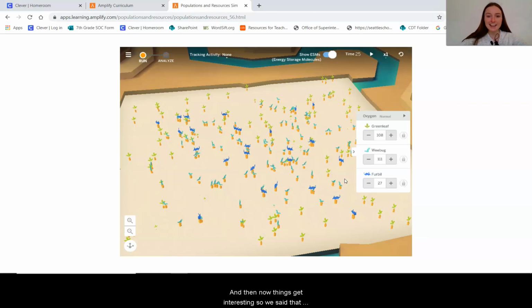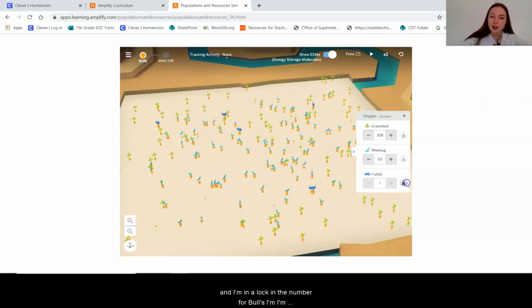So we said that our manipulated variable was going to be affecting the number of furballs in the ecosystem. And our specific change that we are going to make is to decrease the furballs in the ecosystem. And I'm almost going to get rid of them all, actually. We'll leave 5 left to see how they can make up for the other organisms that are missing.